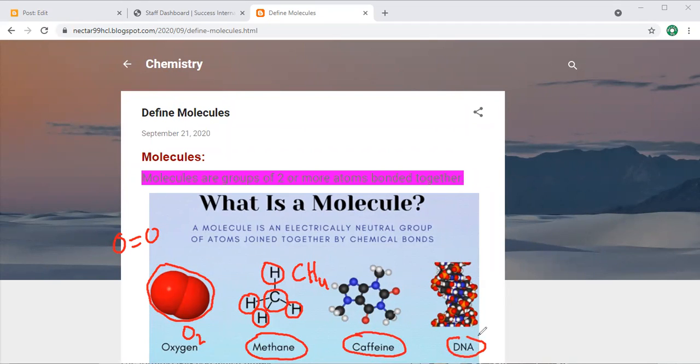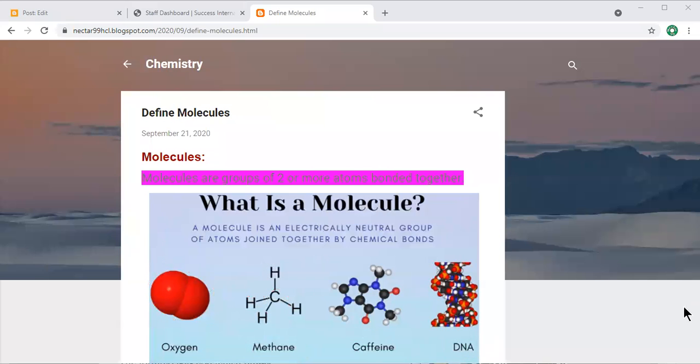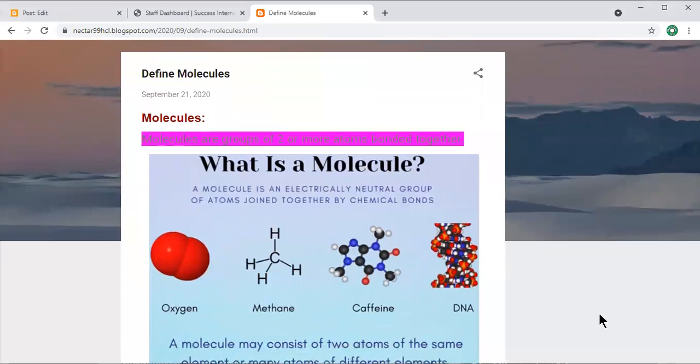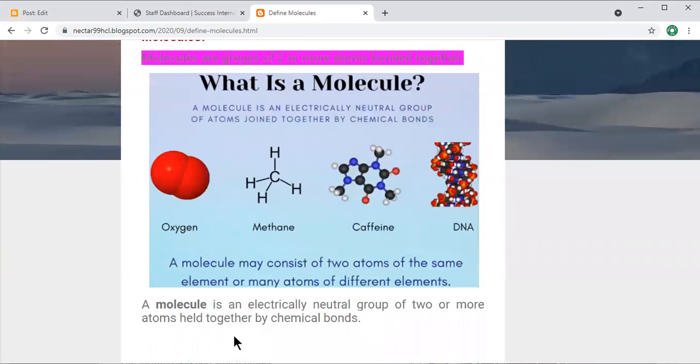So I think everyone understands? Yes, that's great. Excellent, my dear. Okay, after understanding the examples of molecules, we move on to see that a molecule may consist of 2 atoms of the same element or many atoms from different elements. For example, here you can see that in oxygen, they have the same atoms and they form oxygen. Many atoms of different elements are in methane, in caffeine, and in DNA.